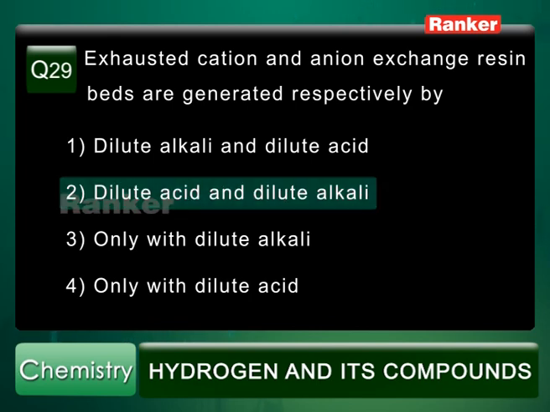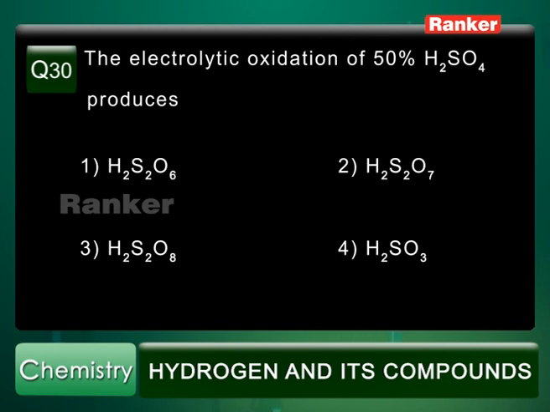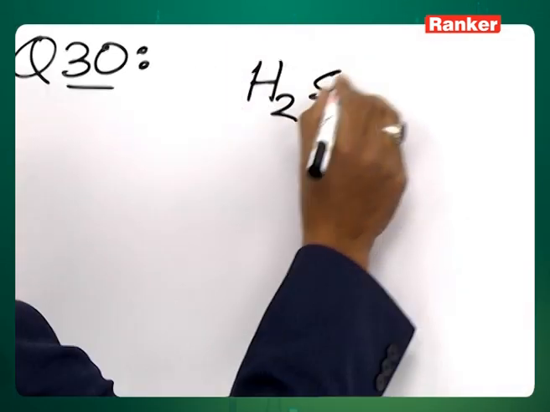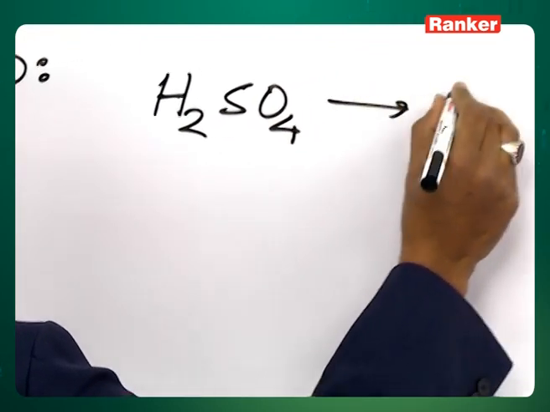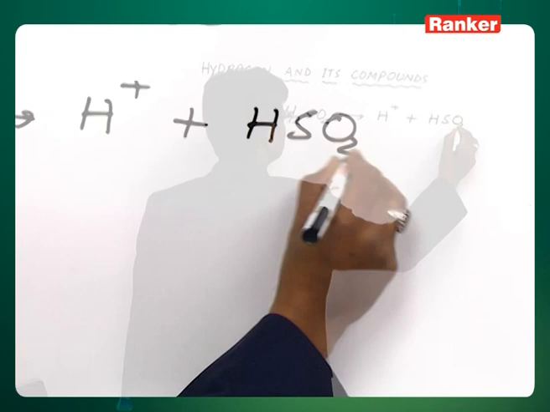The electrolytic oxidation of 50% sulfuric acid produces: first option H2S2O6, second option H2S2O7, third option H2S2O8, and fourth option H2SO3. The correct answer is H2S2O8, third option, perdisulfuric acid. Look at the equation. H2SO4 dissociates to give H+ and HSO4-.